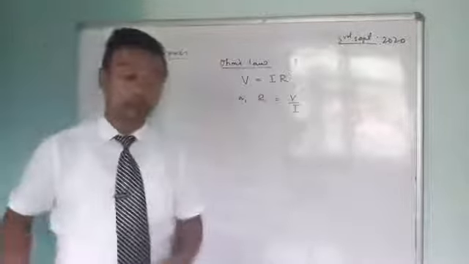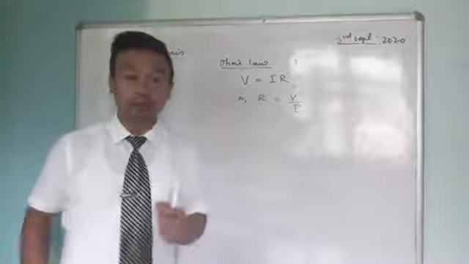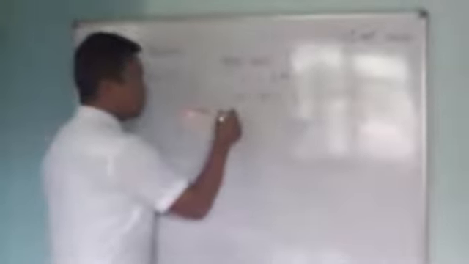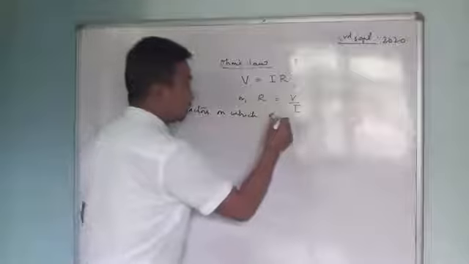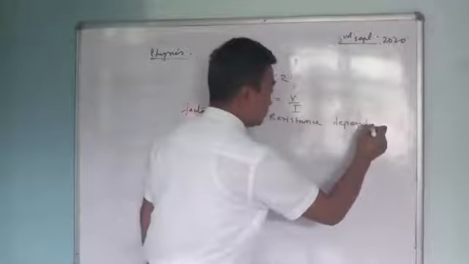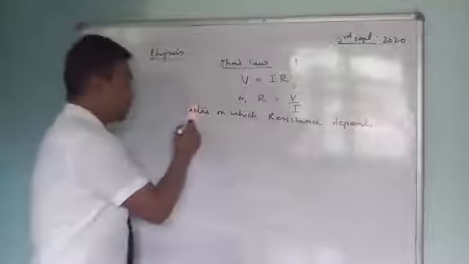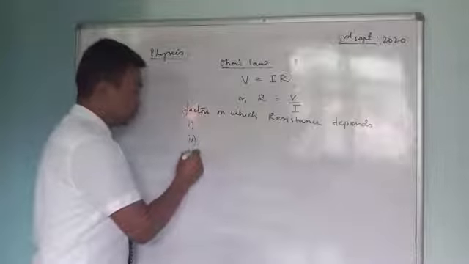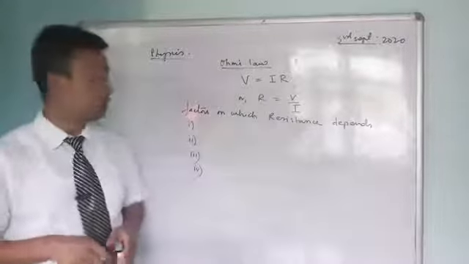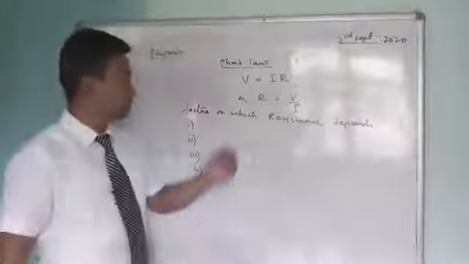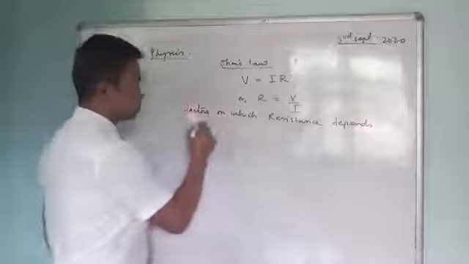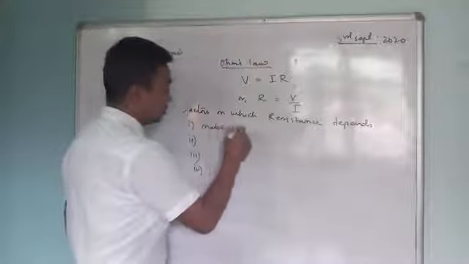The next topic that I am going to discuss today is the factors on which the resistance of a conductor depends. Basically, the resistance of a conductor or a wire depends upon four factors. The first factor is the material of the conductor.